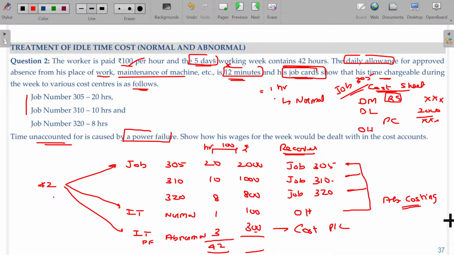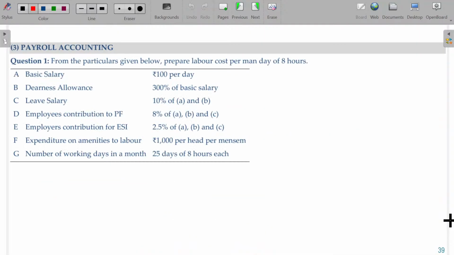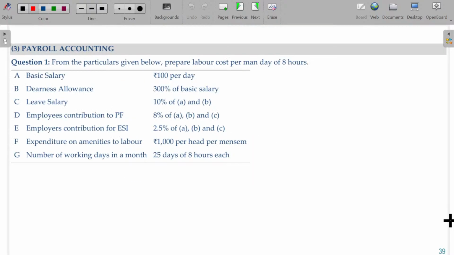Now, let's start with the payroll accounting. Payroll accounting is similar to the salary computation in your income tax. Okay. From the particulars given below, prepare labor cost per man day of 8 hours. Labor cost per day for 8 hours. We'll start with basic salary. 100 rupees per day. I may now calculate the cost to company as well as take home pay.